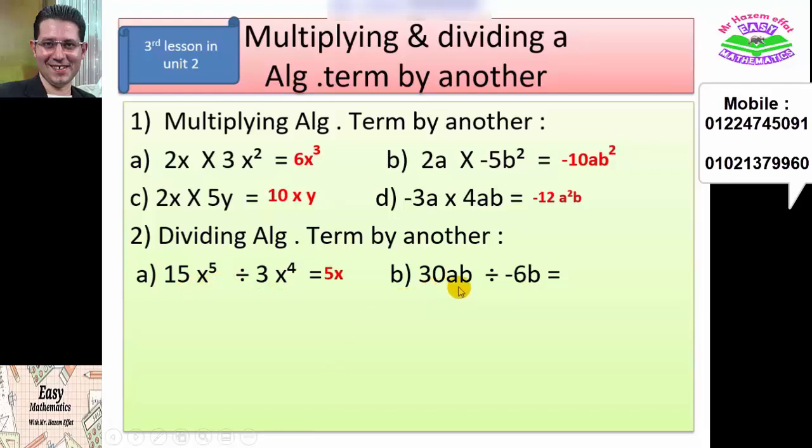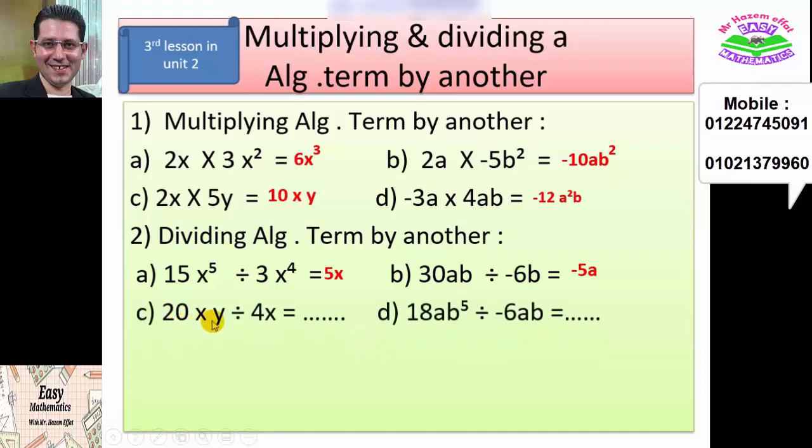The same, 30ab divided by negative 6b. We divide 30 by negative 6, it will be equal to negative 5. And write a as it is. b divided by b will be equal to b power 0. So we can cancel it. It will be finally equal to negative 5a only. And here, when we have any letter raised to power 0, it means equal to 1. So we can cancel it. In this case, it will be finally equal to negative 5a.